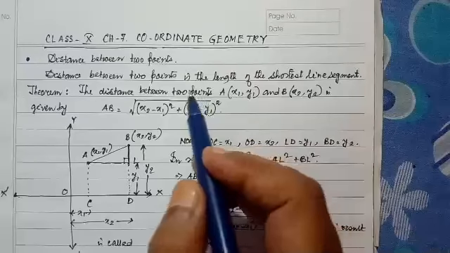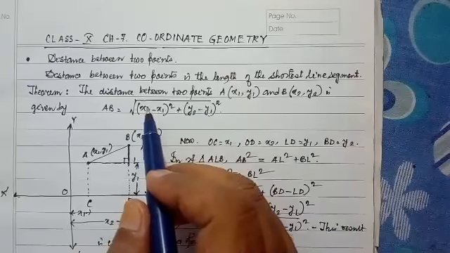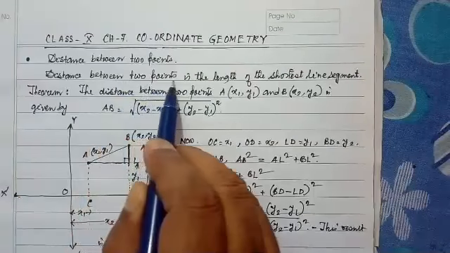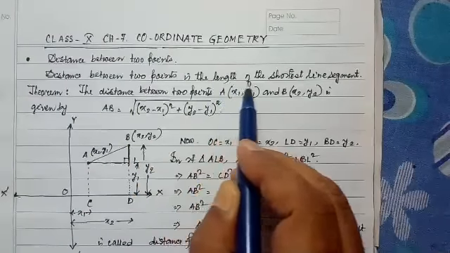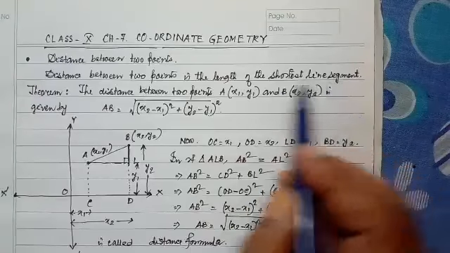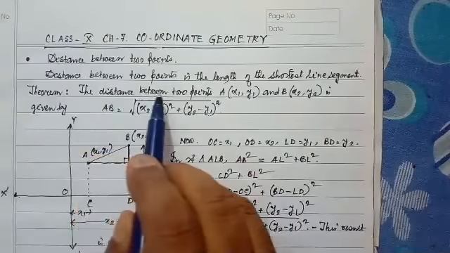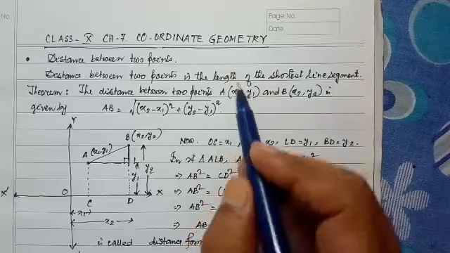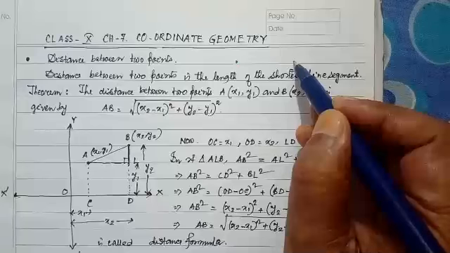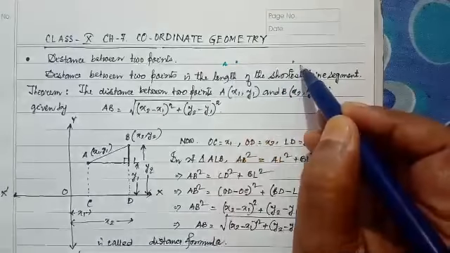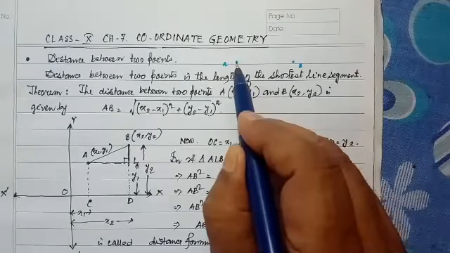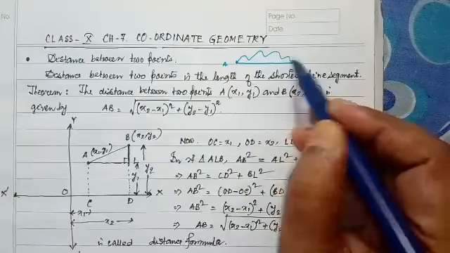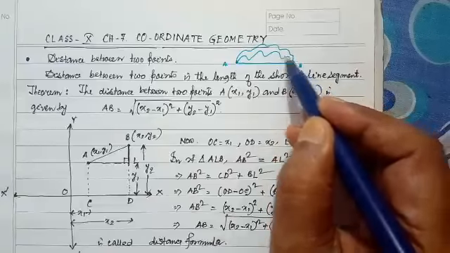Now first let us discuss what is meant by distance between 2 points. Distance between 2 points is the length of the shortest line segment. That is, if this is point A and this is point B, then distance between the 2 points means this shortest distance, this line segment. It should not be like this. It cannot be like this. Okay.